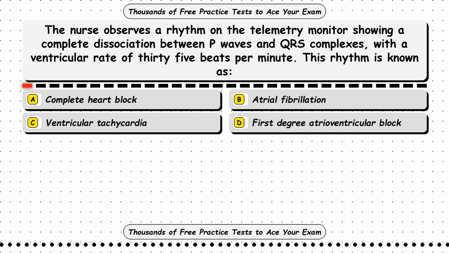Question 128. The nurse observes a rhythm on the telemetry monitor showing a complete dissociation between P waves and QRS complexes, with a ventricular rate of 35 beats per minute. This rhythm is known as Option A, complete heart block. Option B, atrial fibrillation. Option C, ventricular tachycardia. Option D, first-degree atrioventricular block.